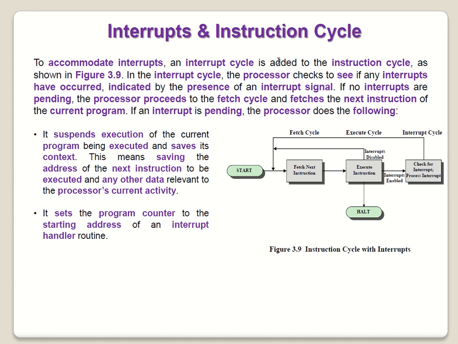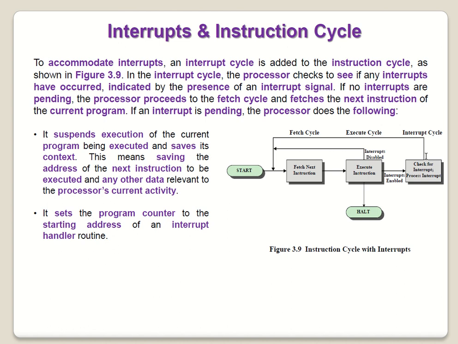So this is the modified diagram with interrupts. Okay, then, instruction cycle with interrupts. So the processor, okay, the fetch cycle you know already, the execute cycle we know already. So the next new one is the interrupt cycle. In the interrupt cycle, the processor checks: has any interrupt occurred? Is there any interrupt request signal? If no interrupts, then the processor proceeds to the fetch cycle and continues with the execution.